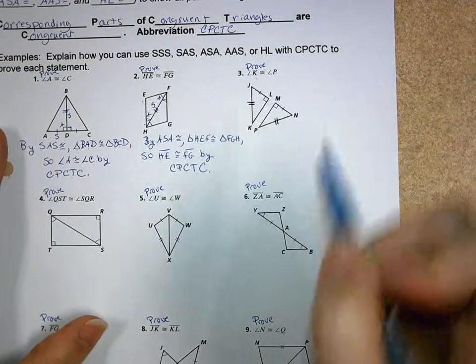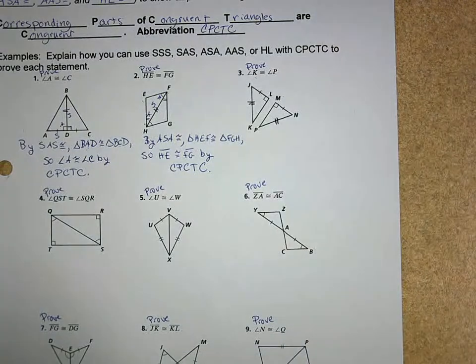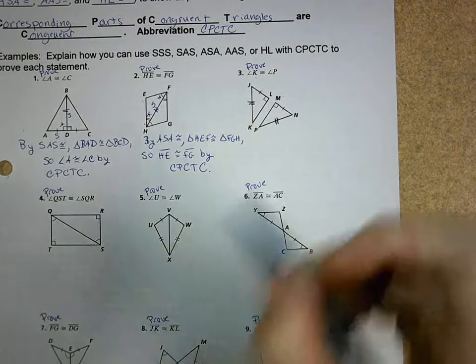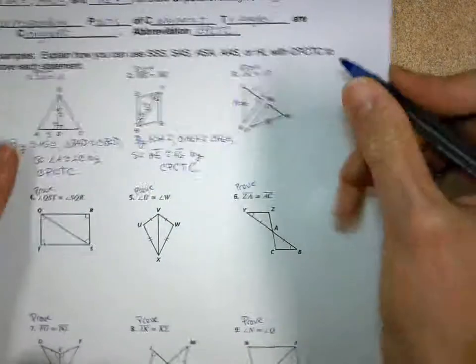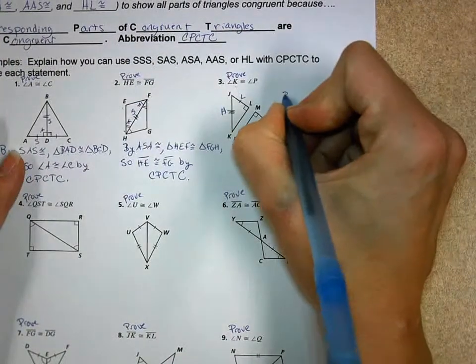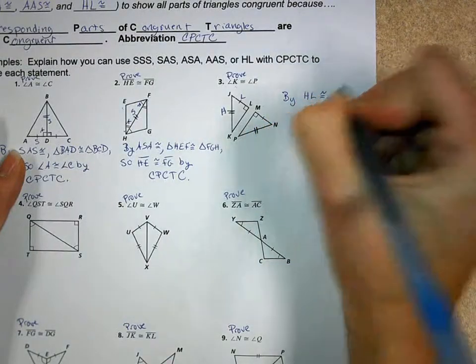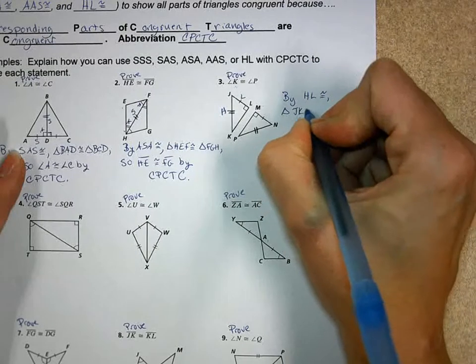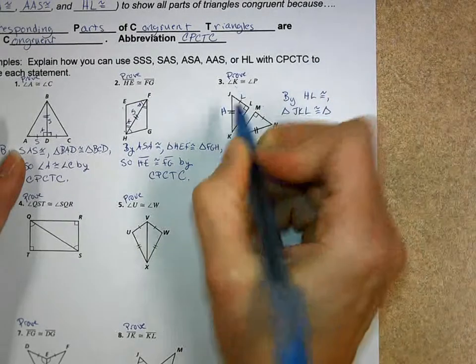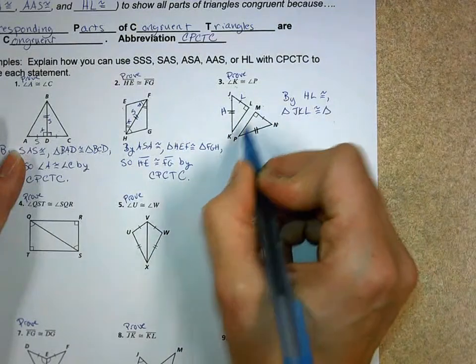We're going to prove angle K is congruent to angle P. Notice right here I have 3 pieces of information. I have a right triangle, I have a pair of hypotenuses, and a pair of legs that are congruent. So I can say the same thing over here. By hypotenuse leg congruence, triangle JKL is congruent to triangle NPM. And now remember, matchy matchy. If I go JKL, I'm going to go NPM.